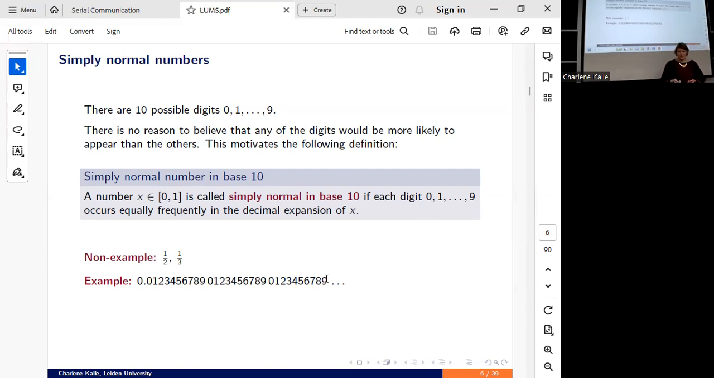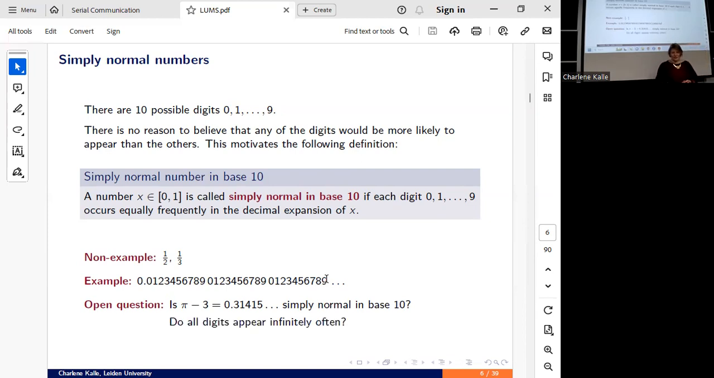Okay, and then for very many numbers, like pi, so I made pi minus 3 to keep it within 0, 1, but of course the same holds for pi itself. It's not known whether pi is simply normal in base 10 or not. So no one knows. This is still an open question. Oh yeah, it's not even known whether all digits even appear infinitely often in the decimal expansion of pi. So we do not even know whether after some moment in time we will no longer see any sevens anymore. Even this is not known. So we do not know very much.